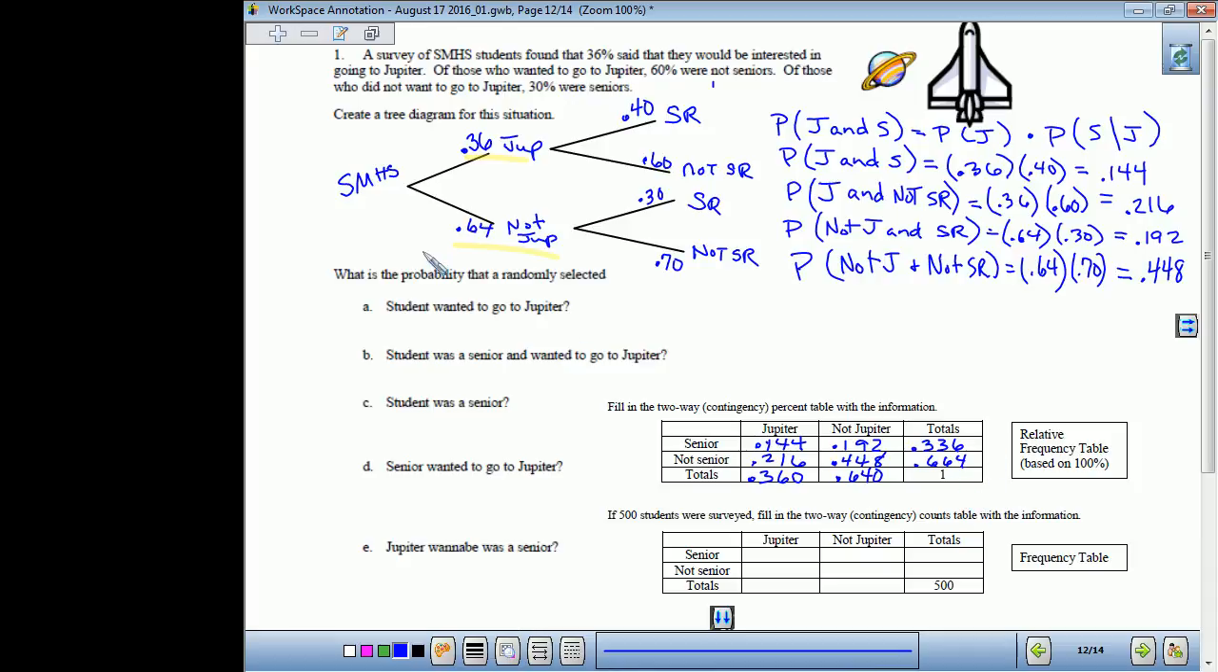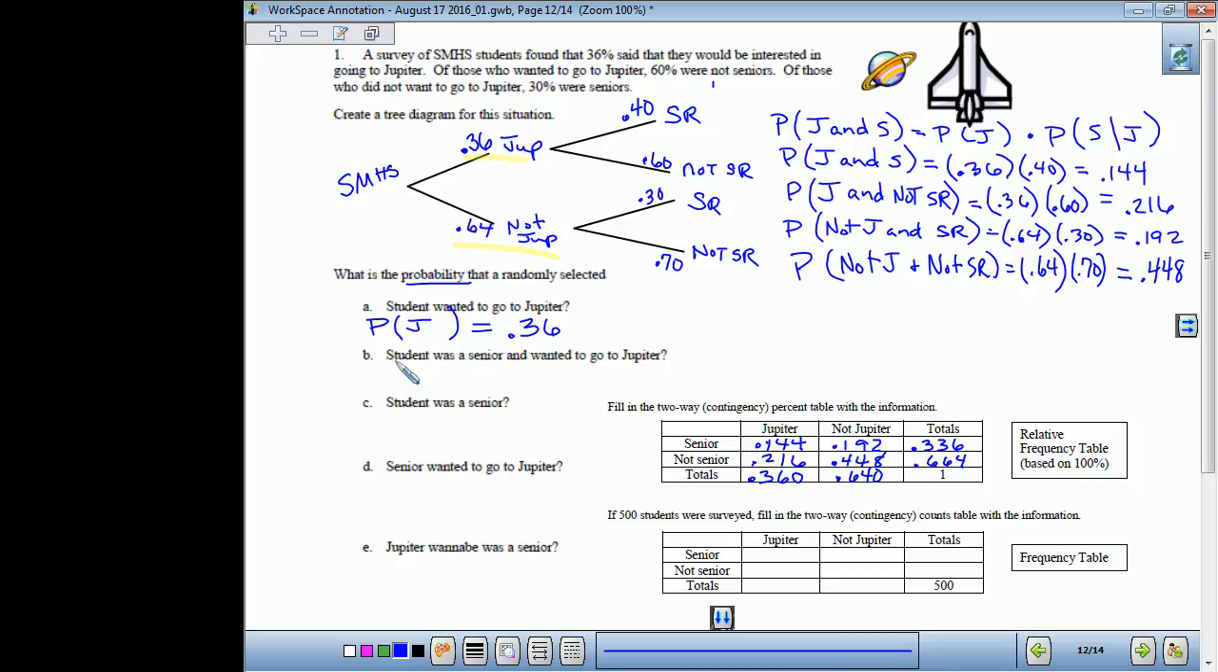Okay. So let's use this information to answer these questions. What is the probability that a student wanted to go to Jupiter? Any student. There's no condition right there. That's that first branch, isn't it? 0.36. A student wanted to go to Jupiter. That would be our total down here, right? 0.36. Do you care if we write them as percentages, or do you want decimals? Probability should be written as a decimal once we start talking specifically in terms of probability. Reduced fraction or a decimal.